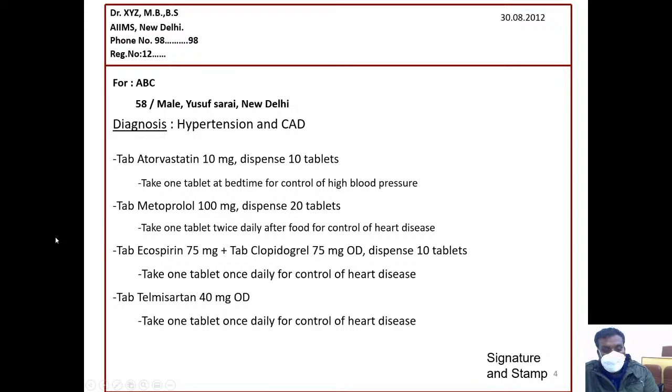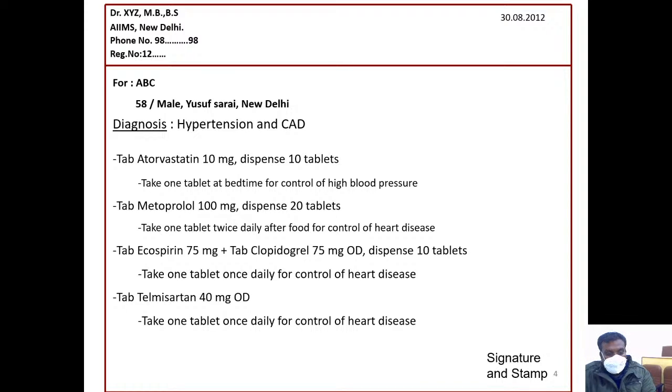Then tablet ecosprin. Ecosprin is an antiplatelet drug. So ecosprin 75 mg plus tablet clopidogrel 75 mg OD. This we are giving as an antiplatelet. It inhibits the platelet aggregation, and it should be taken once daily for the control of heart disease. So ecosprin and clopidogrel in combination have an antiplatelet action, thereby preventing further recurrent episodes of angina pectoris. So it should be taken once daily for the control of heart disease.